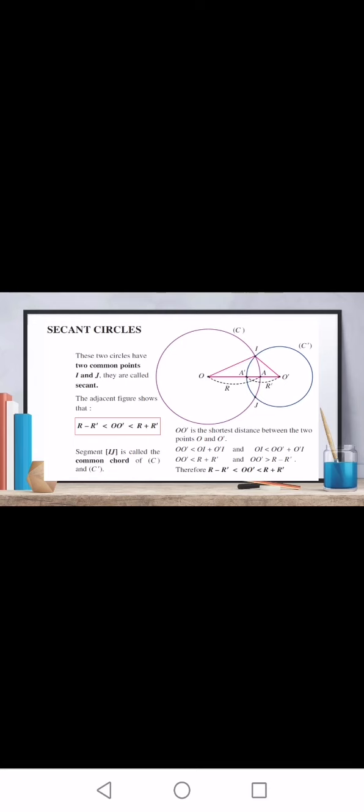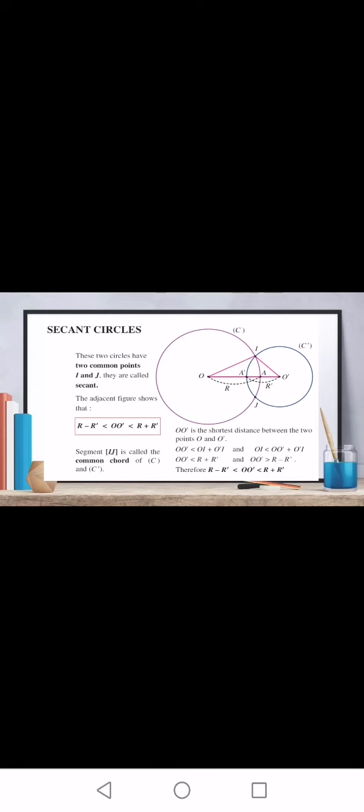This is an activity. You should solve it and send it to me privately. You should draw segment AB of 6 centimeters and let M be the midpoint of AB. Then draw two circles: C, center M, radius 2.5, and C', center A and radius 2 centimeters. Then tell me what the relative position between the two circles is. And thank you, dears.